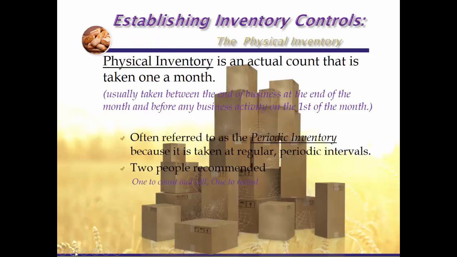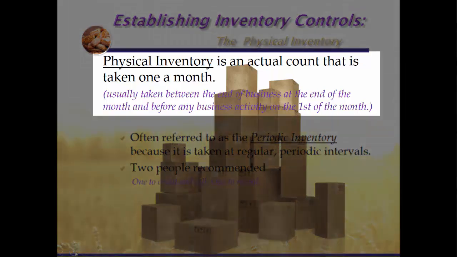Okay, now we're going to transition from storage into inventory. Establishing inventory controls is on page 129. Most food service organizations usually use 2 types of inventory controls. Let's talk about the first one, physical inventory. This is an actual count. You get to feel it, you get to handle it. This is physical labor where you go in and count all the food and beverage products on hand. This is usually taken once a month, between the end of business at the end of the month and before business activity on the first of the month.